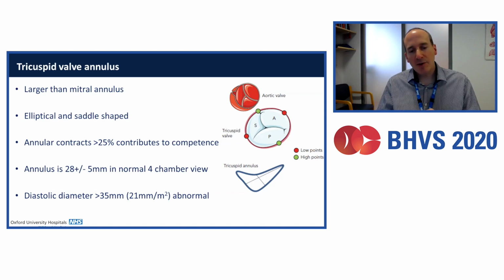A figure to have when you're scanning somebody and reporting the echo is that the annulus dimension should be of the order of 25 to 30 millimeters if you measure from the base of the leaflets in the four-chamber view. And if you measure a maximum diameter of the tricuspid annulus of more than 35 millimeters, then that's abnormal, and the index value, if you choose to use that, is there for your reference.